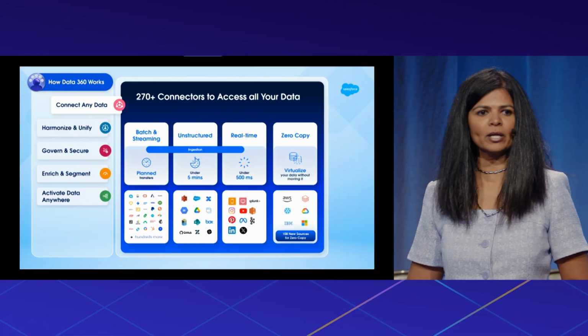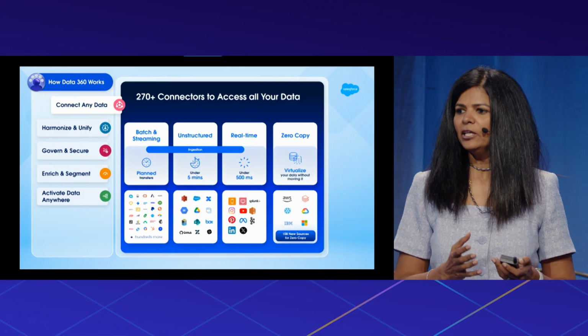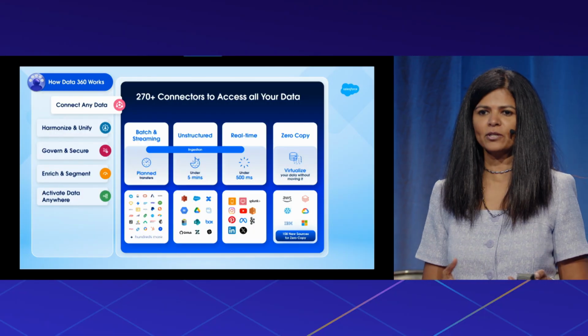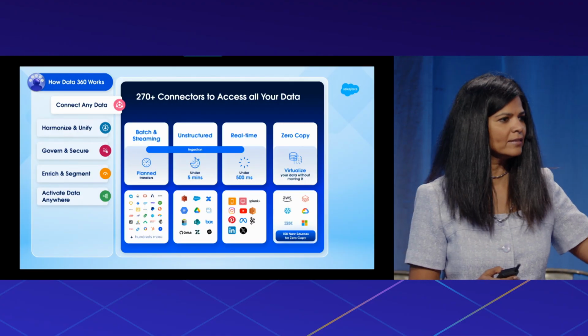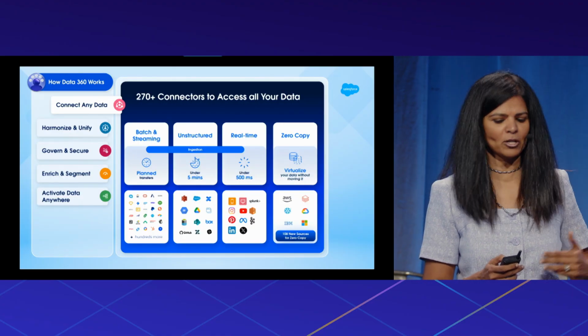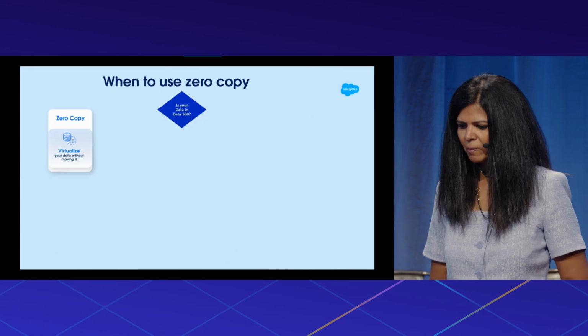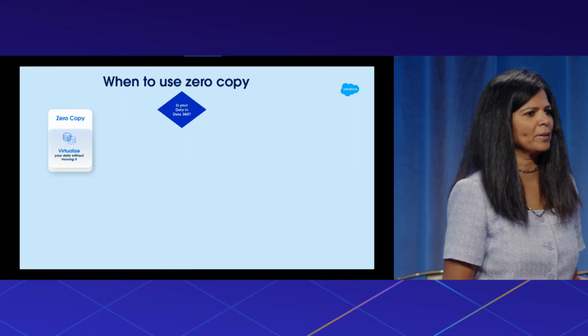And then we're going to talk about zero copy today and when to use it. Zero copy is where you don't copy your data into Data 360. You virtualize your data so that it stays where the data resides and stays where it is originally brought in, like your Snowflake or your Databricks or your Google BigQuery. The session is, when do you use zero copy?